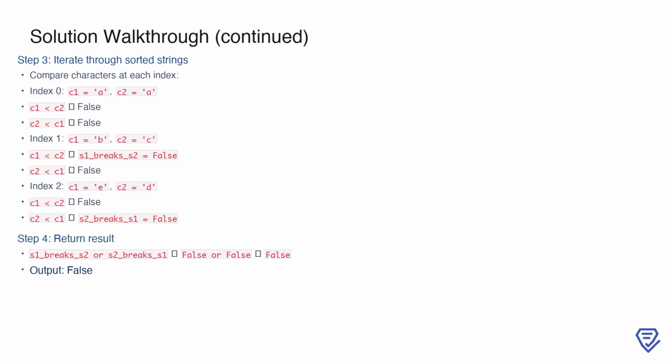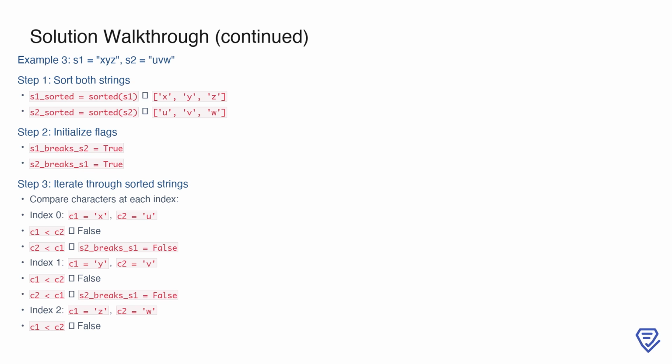Next, we consider the third example where S1 is XYZ and S2 is UVW. As before, we start by sorting both strings. Sorting S1 gives X, Y, Z, and sorting S2 gives U, V, W. Once sorted, we initialize the flags S1_breaks_S2 and S2_breaks_S1 to true. Now, we compare characters at each index.